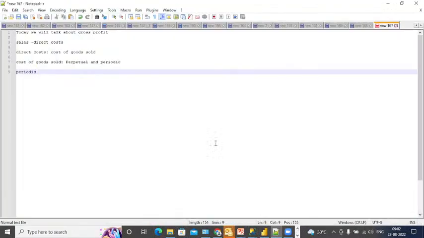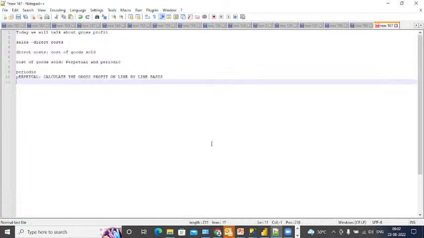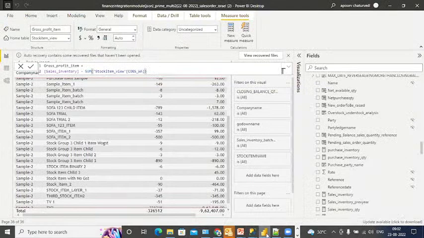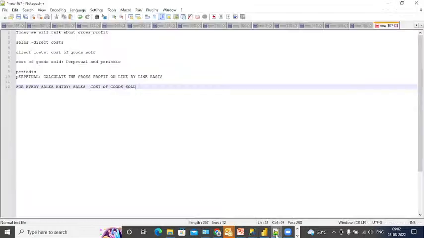Perpetual is when I calculate the gross profit on a line by line basis. Line by line basis means that for every sales entry you calculate what is sales minus cost of goods sold. So this is what we have actually done here in this particular module. What our accounting friends need to do is understand how this is calculated.